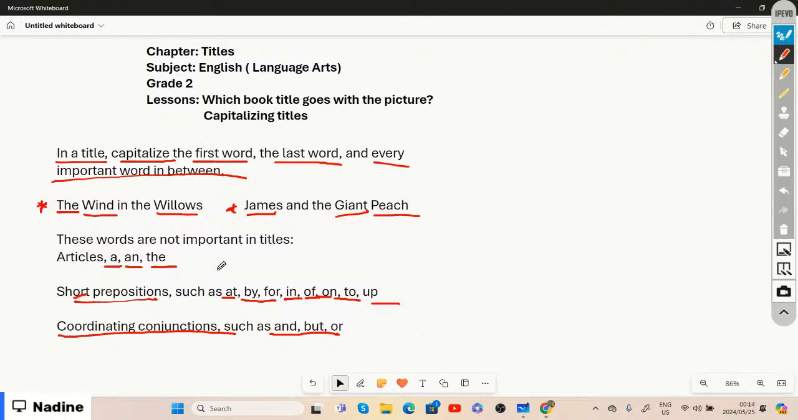All right. So here we look at the one title. It says The Wind in the Willows. If we look at the second title, it says James and the Giant Peach.